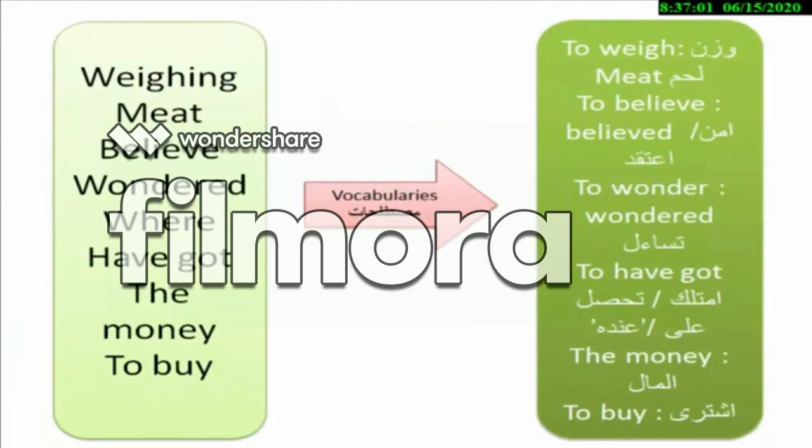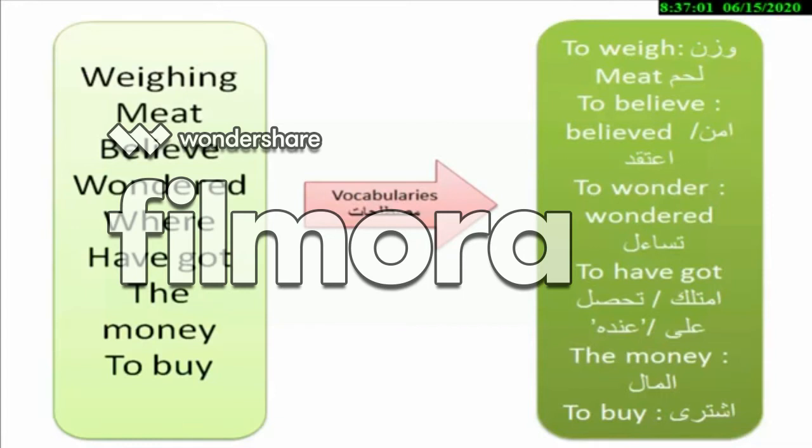Weighing. Don't say weighing. Weighing. Meat. Believe. Wondered. Where. Notice here H is silent. Have got. The. Money. Don't say money. Money, between O and A. Money. To buy. To buy.